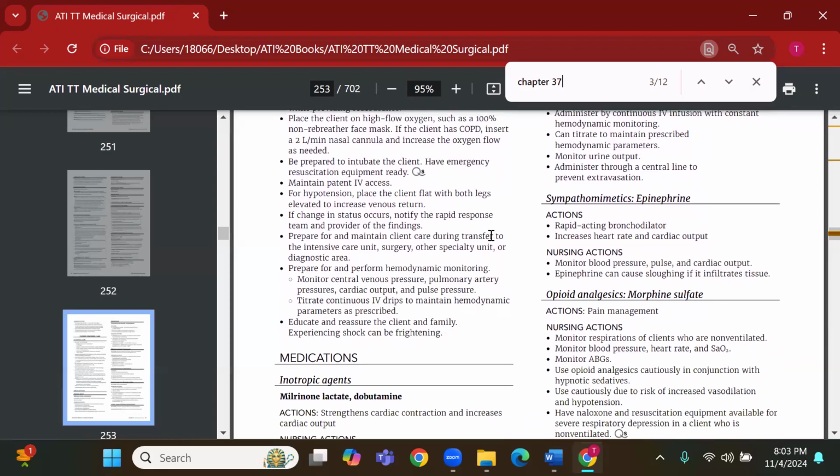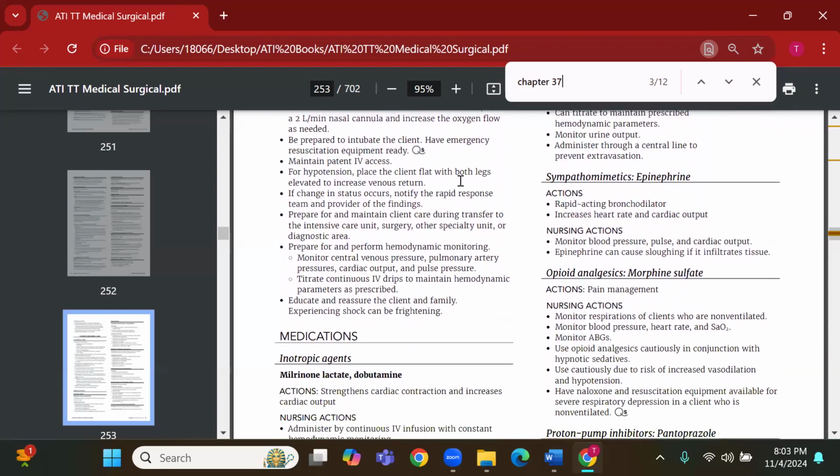Maintain IV access for hypotension. Place the client flat with both legs elevated to increase venous return. They could ask that. If change in status occurs, notify the rapid response. Prepare for and maintain client care during transfer. Let's see what else we got here.